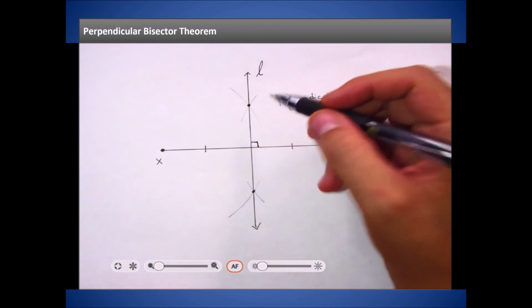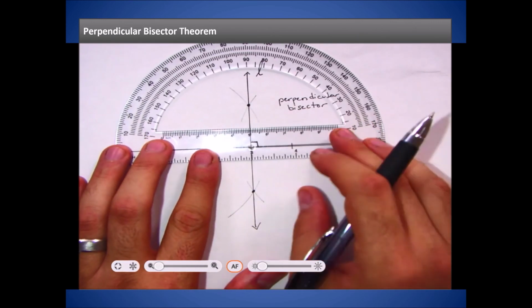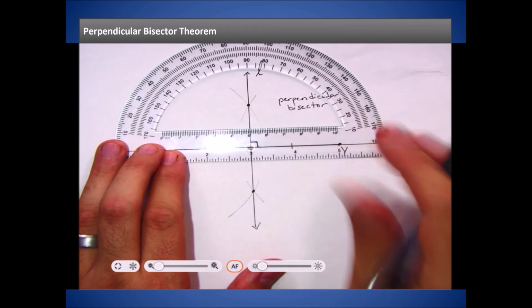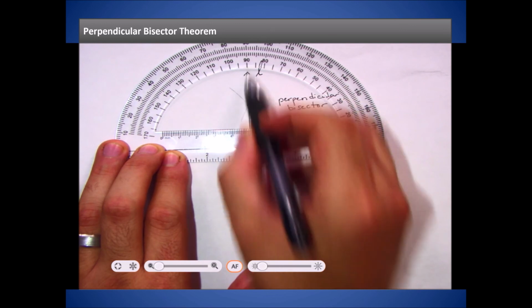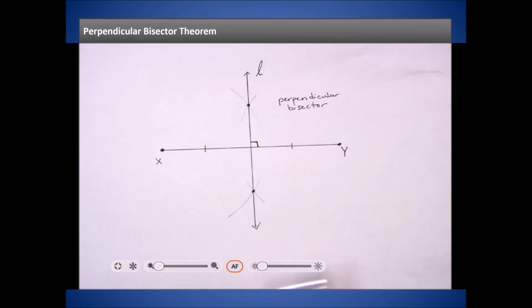We can also measure this 90-degree angle. I'm going to line the protractor up with the middle here. This lines up here, this lines up, and notice it lines up at the 90-degree angle, so I know that this is a 90-degree angle based off of the protractor.